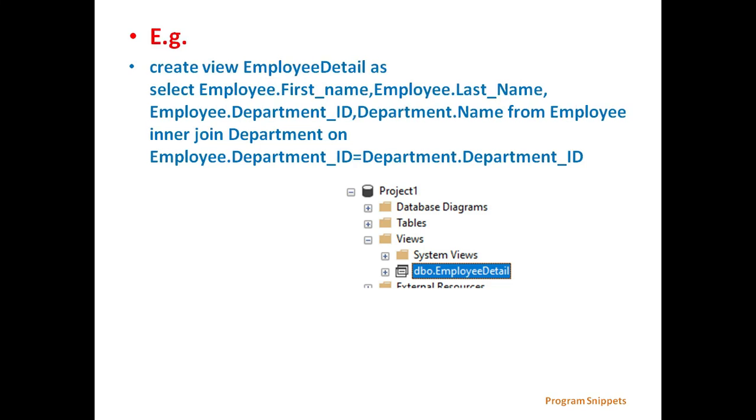We can create a view using join. Here we have created a view employee detail as. Here we will select columns from employee table and department table and we will make inner join with department table on department ID from both the tables.